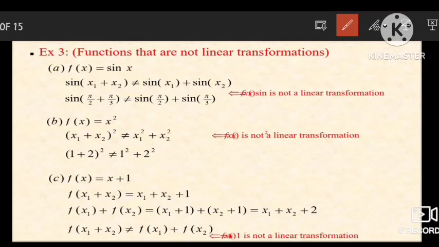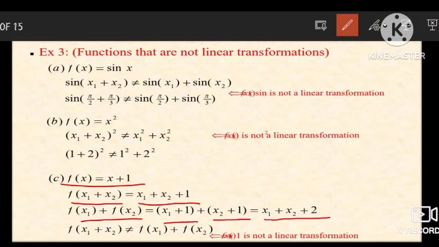Now third is f(x) = x + 1. So f(x1 + x2) = x1 + x2 + 1. And f(x1) + f(x2) = x1 + 1 + x2 + 1, which will be equal to x1 + x2 + 2. So f(x1 + x2) is not equal to f(x1) + f(x2).